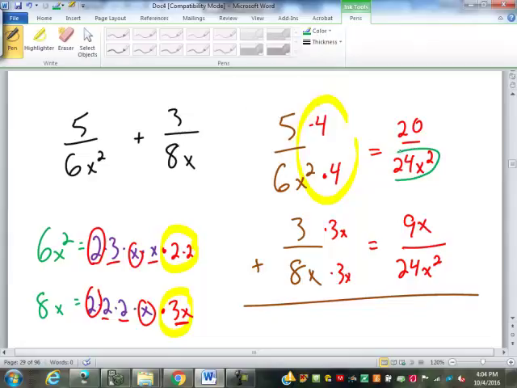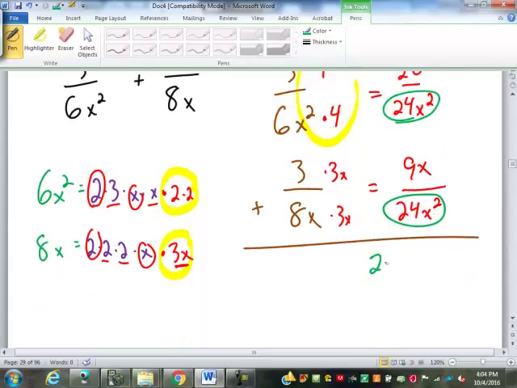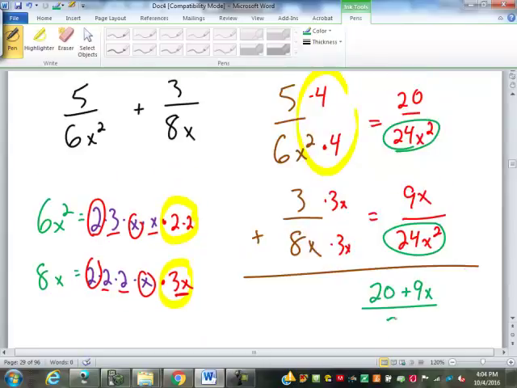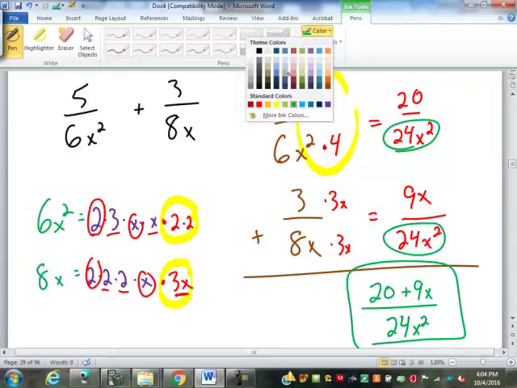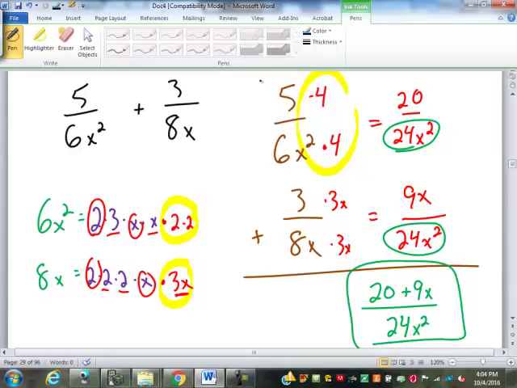Now I have a common denominator, so I can add. The issue is, what's 20 plus 9x? It's 20 plus 9x. I can't combine those any further. Over 24x squared. So I get that. Does that mean if there's variables involved, I'm never going to be able to combine the numerators? Not necessarily.